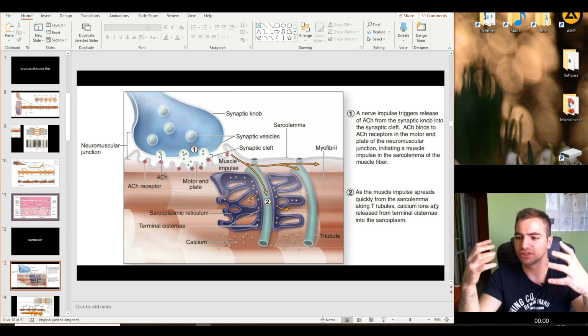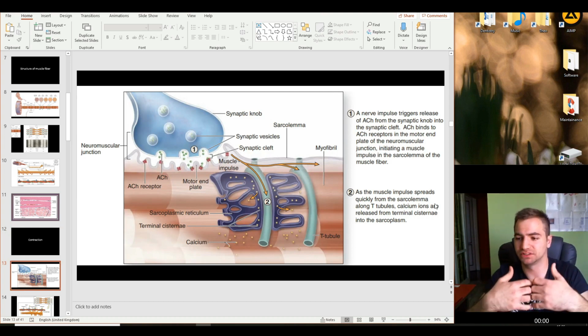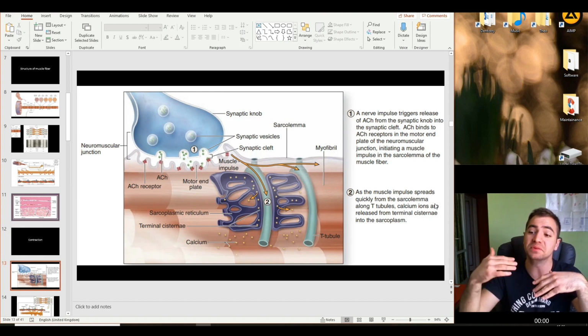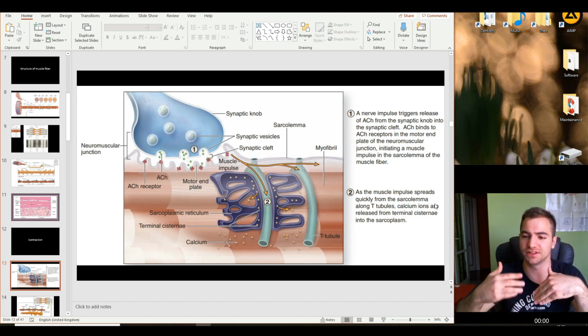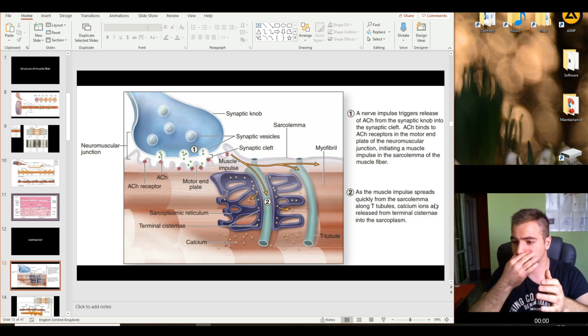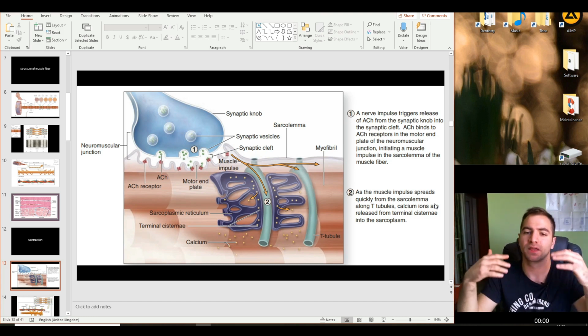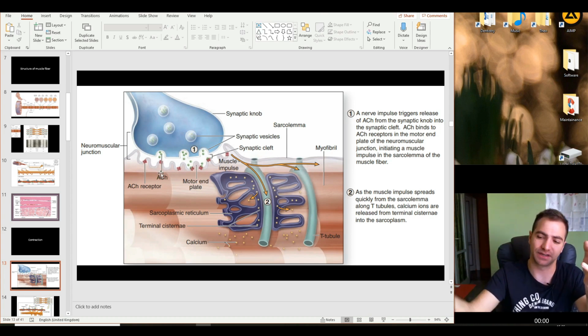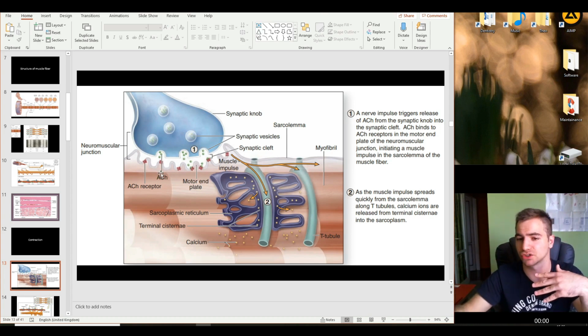We know that contraction in skeletal muscle is voluntary movement. So of course there has to be a nerve input, a nerve impulse, to activate this contraction. The first point is going to be the nerve impulse. The nerve impulse is going to activate the neuromuscular junction. We're going to have the exocytosis of acetylcholine. This is the molecule that actually activates and induces the contraction of the muscle.